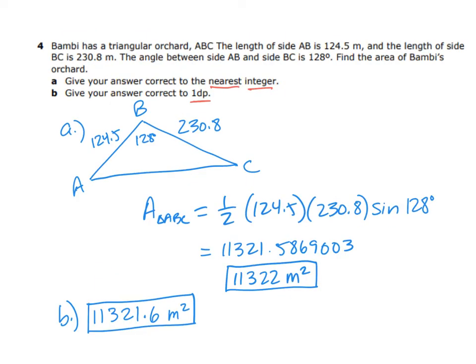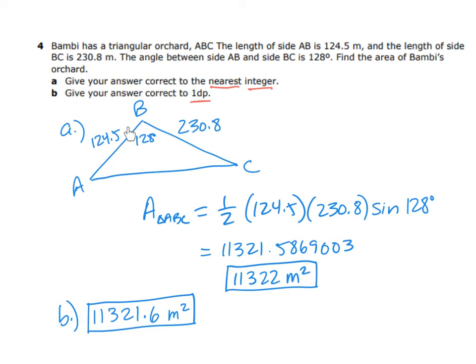Then number 4 says, Bambi has a triangular orchard, ABC. The length of side AB is 124.5 meters. The length of side BC is 230.8 meters, and the angle between side AB and BC is 128 degrees. So we're first going to find the area of Bambi's orchard, and then we will give our answer correct to the nearest integer. So I've drawn a picture of the orchard with everything labeled.